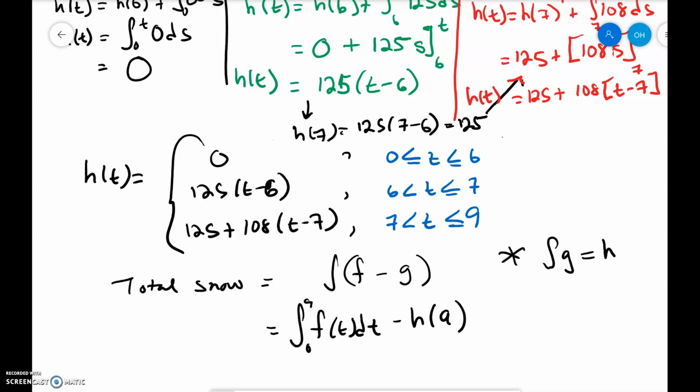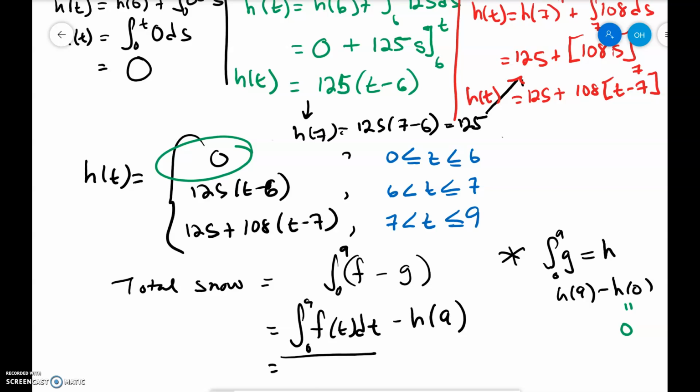Okay, and the reason why this is just h of 9 is, let me just go back. If I'm integrating this, I can break this up into two integrals, and then the integral from 0 to 9 of g would be h of 9 minus h of 0, but h of 0 is equal to 0 according to this piecewise function.